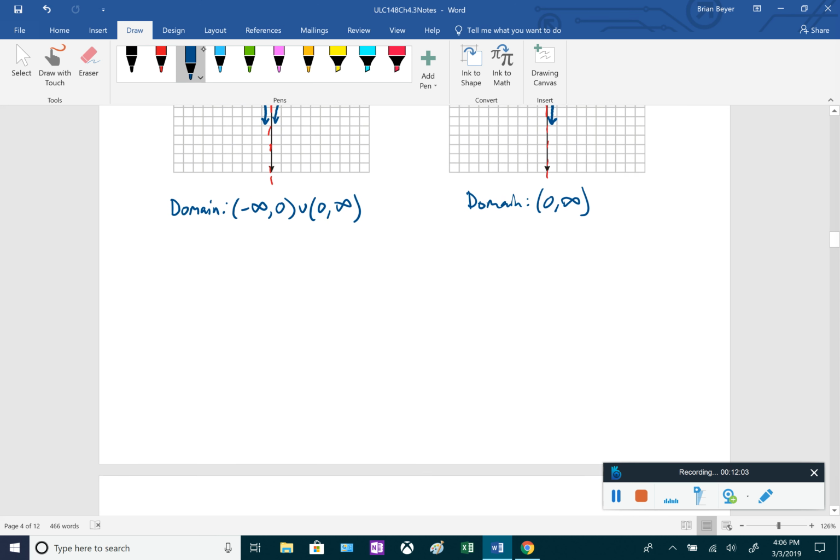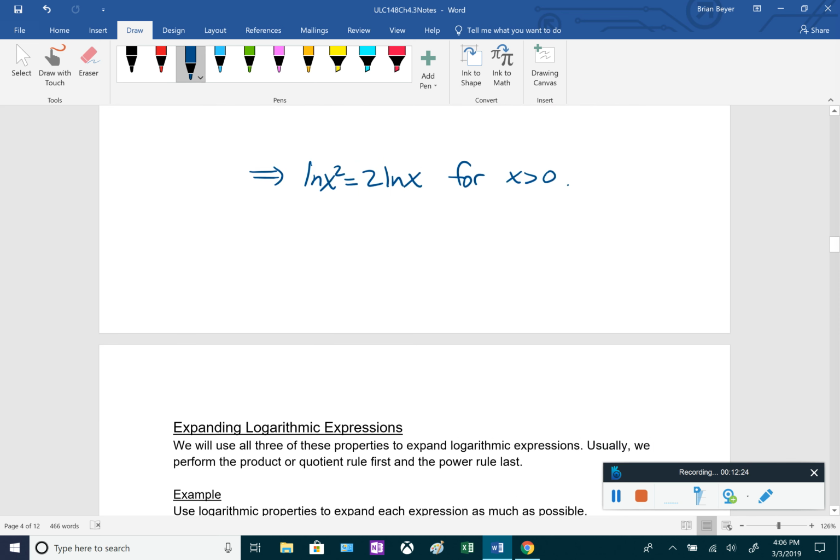So the thing to keep in mind is that ln of x squared only equals 2 ln of x for x greater than 0. So that's just a small thing to keep in mind. It's not really going to come into play too often when we're doing these problems, but just keep that in mind.